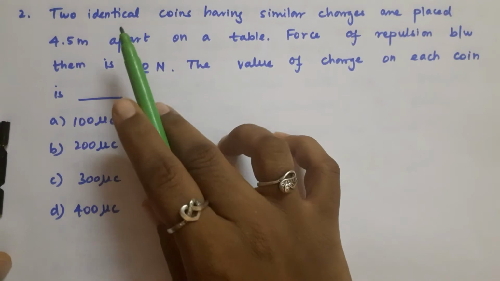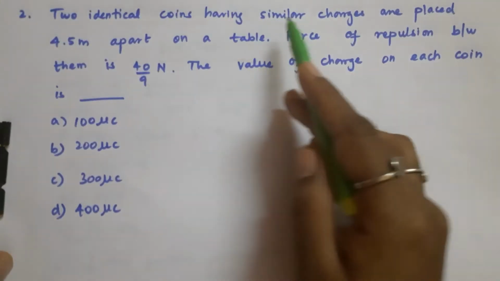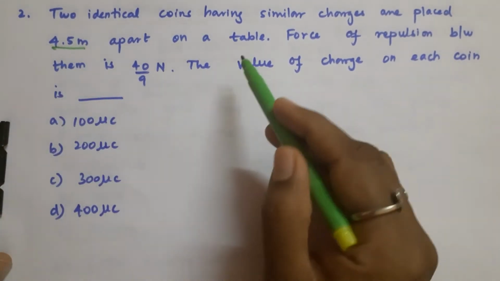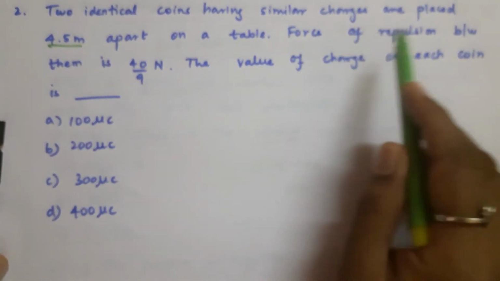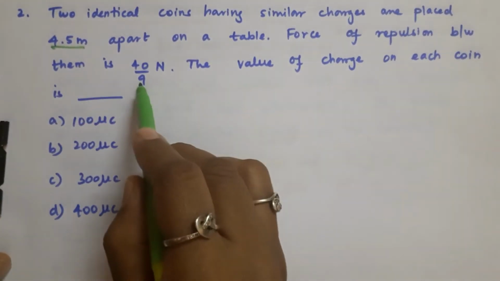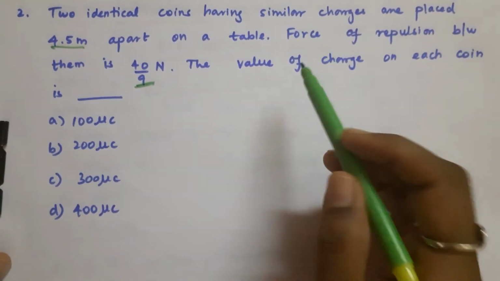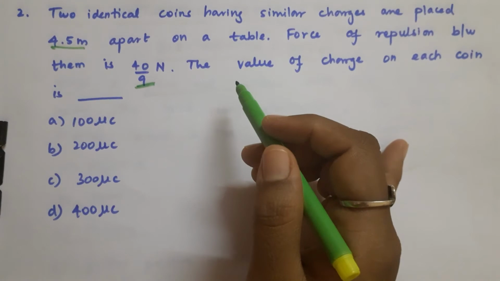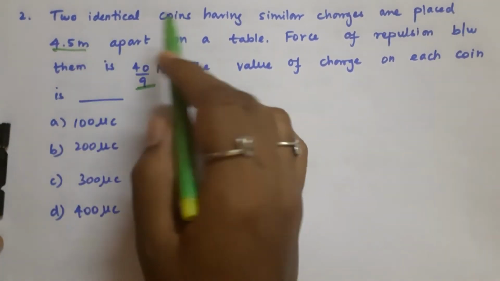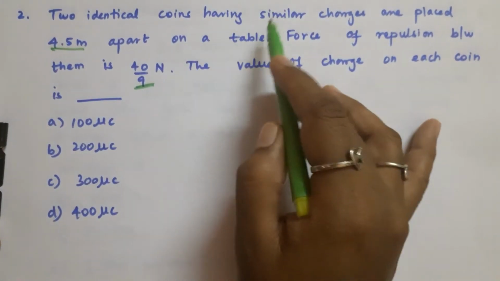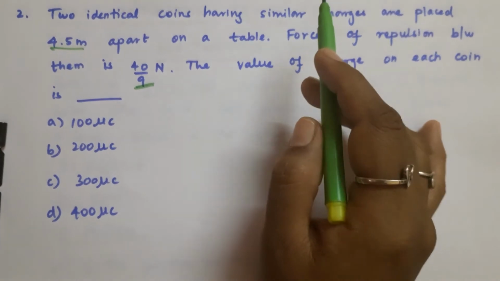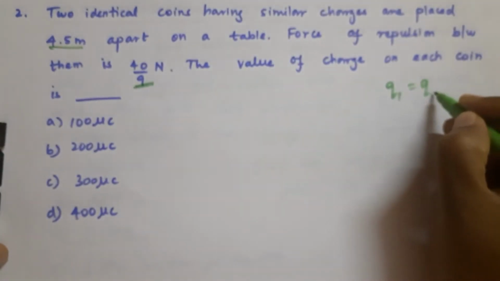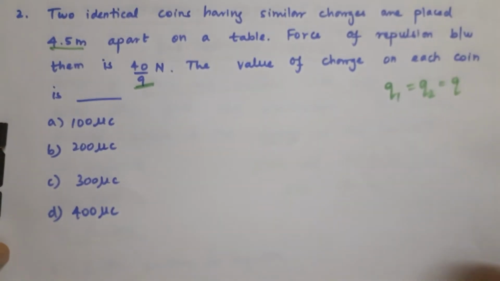Second question: two identical coins having similar charges are placed 4.5 meter apart on a table. Force of repulsion between them is 40 by 9 Newton. The value of charge on each coin is? So we are going to find the answer for this. What is the given data in this? Two identical coins have similar charges. That means, shall we take Q1 equals Q2 equals Q?